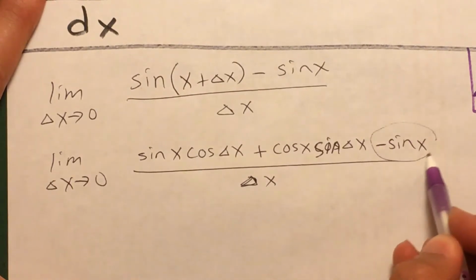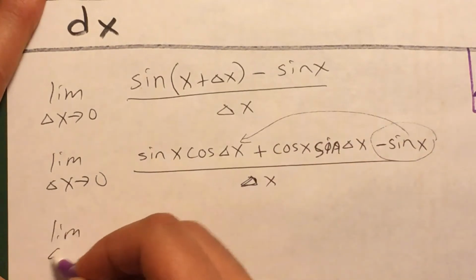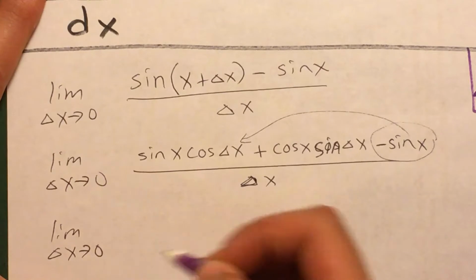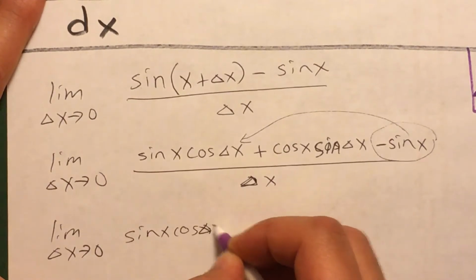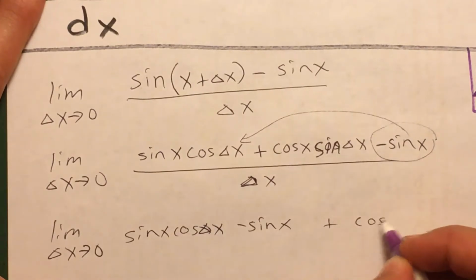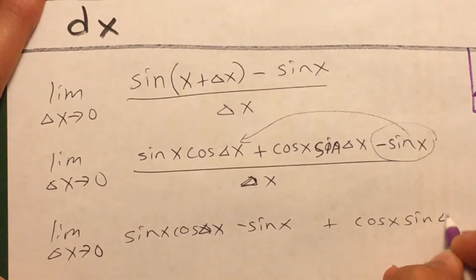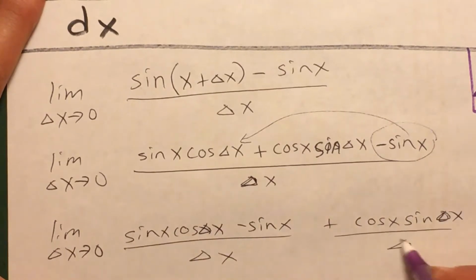So we're going to bring this minus sine x all the way to this side. And that way we could start simplifying more. So we would get sine of x times the cosine of delta x minus sine of x, then plus the cosine of x times sine of delta x. Remember, all over delta x.